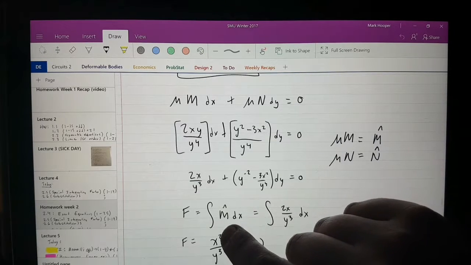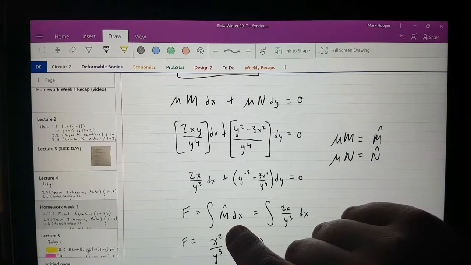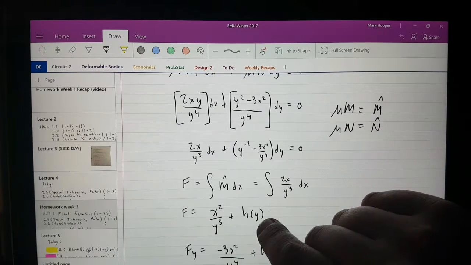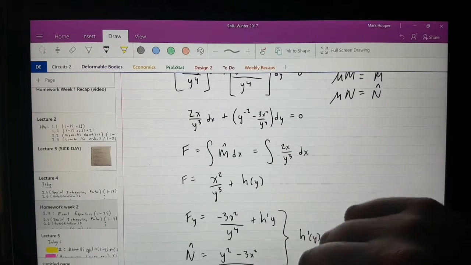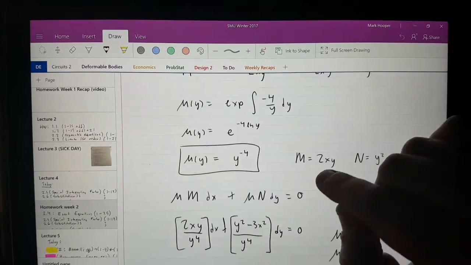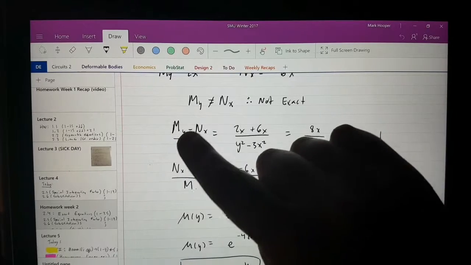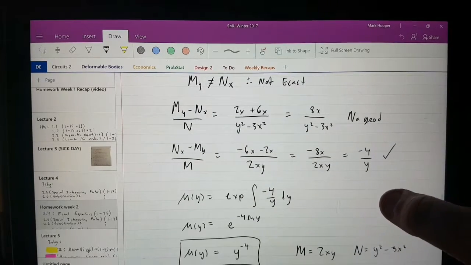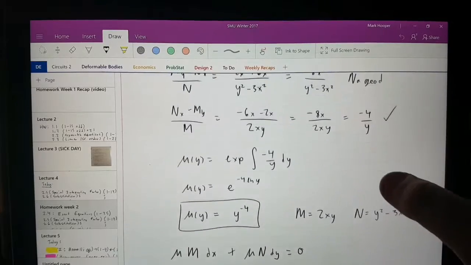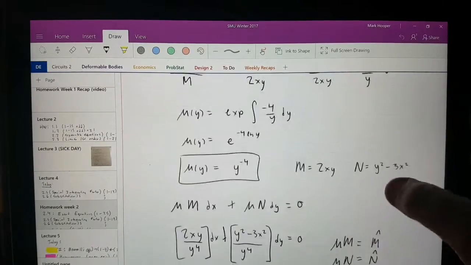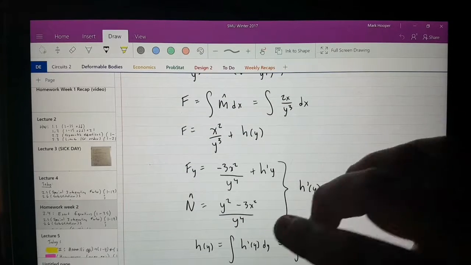So f is going to be the integral of this with respect to x. And then when you get f, there's going to be an h of y, and it's the same thing that we did before. The only thing that's really different is that when it's not exact, if you can make it exact by taking these and seeing what you get, if you get something that depends on just x or just y, then you've got your integrating factor that you need to solve this. And then you can go ahead and plug it in and then compare, right?